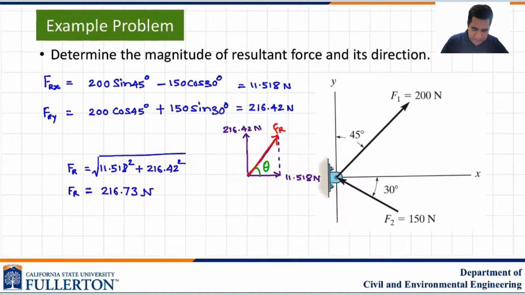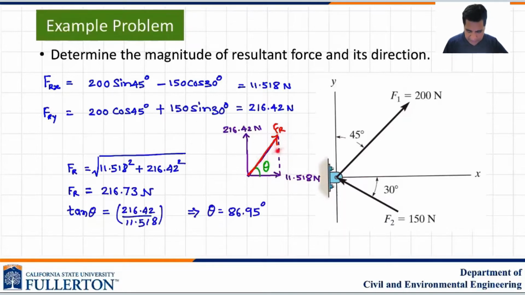To get the direction, the angle theta, we can write tan theta. Tan theta is going to be the vertical side divided by the horizontal, which is 216.42 divided by 11.518. And if you take the inverse tangent through your calculator, we get it to be 86.95. So these are the two quantities that we were interested in, the resultant and the direction.